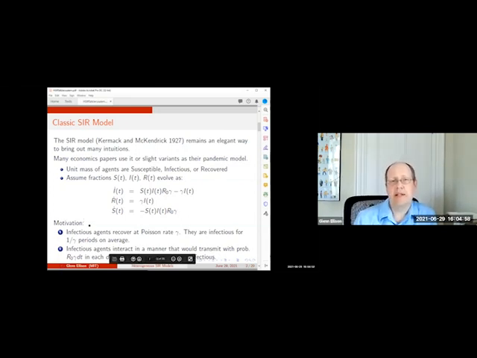The motivation of this model is that when someone gets infected, they remain infectious for an exponential period of time with mean 1 over gamma. So they recover at Poisson rate gamma and are infectious until that recovery occurs. That's done not because it's a good model of infection, but just because it's the most tractable model of recovery that makes the algebra work out well.